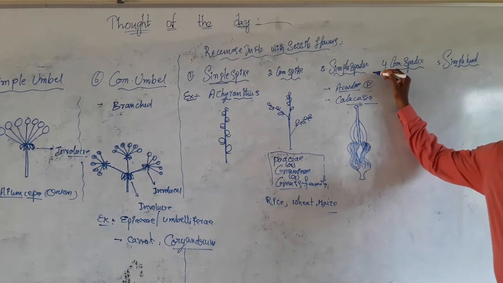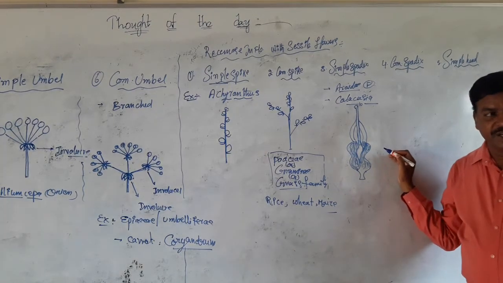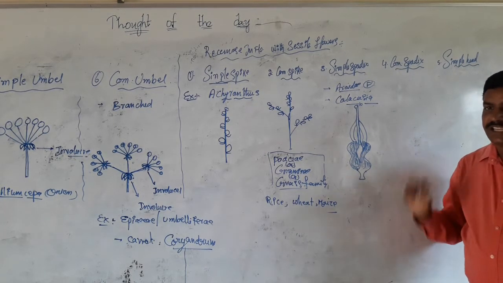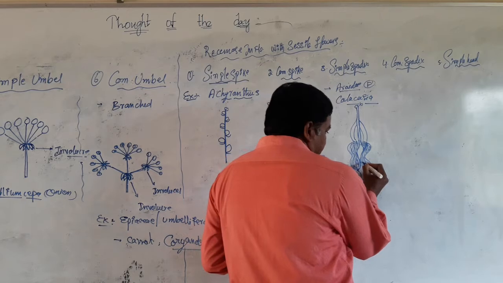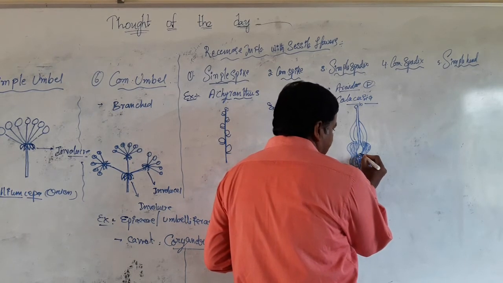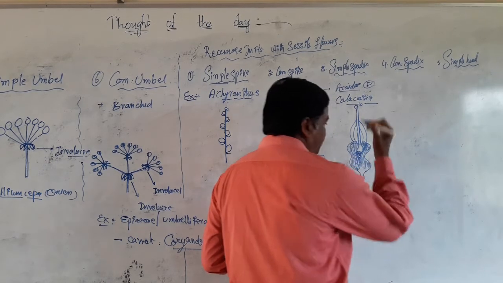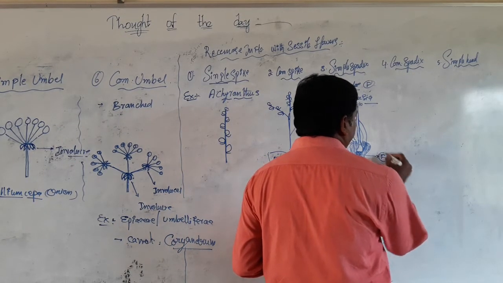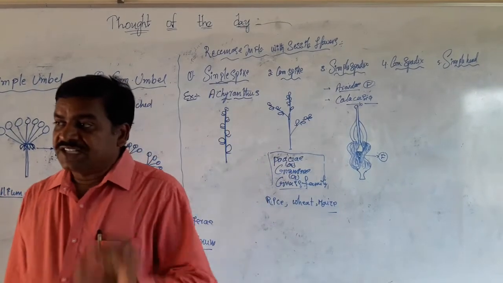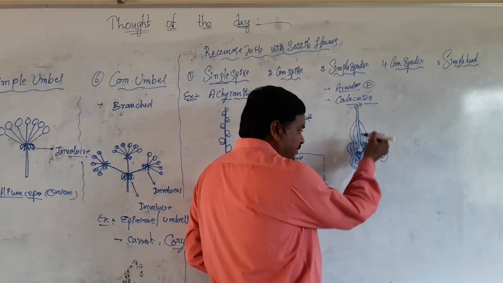Peduncle is unbranched, but here the peduncle is a fleshy peduncle, very important. The peduncle is fleshy, and it also bears a number of female flowers at the base. These are female flowers. Okay, these flowers are female flowers. The peduncle is unbranched and it is fleshy, and this peduncle also bears a number of female flowers at the base.